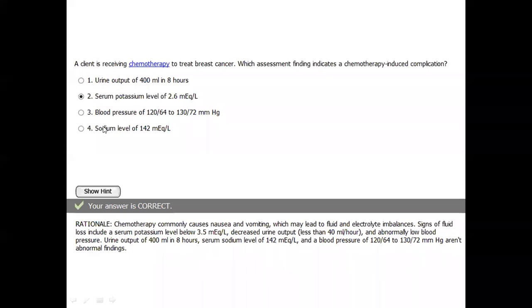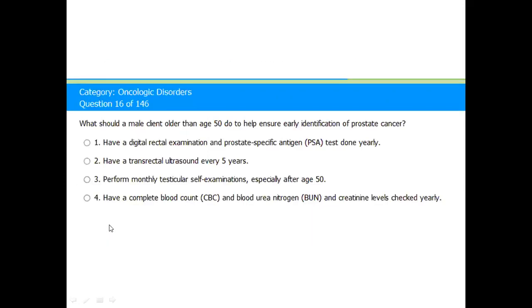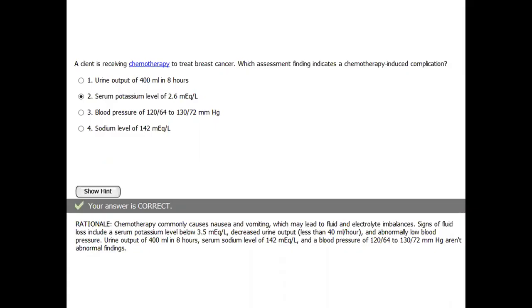The sodium level is 142, which is normal. Blood pressure of 120 over 64 to 130 over 72 are not abnormal findings, except the potassium level.